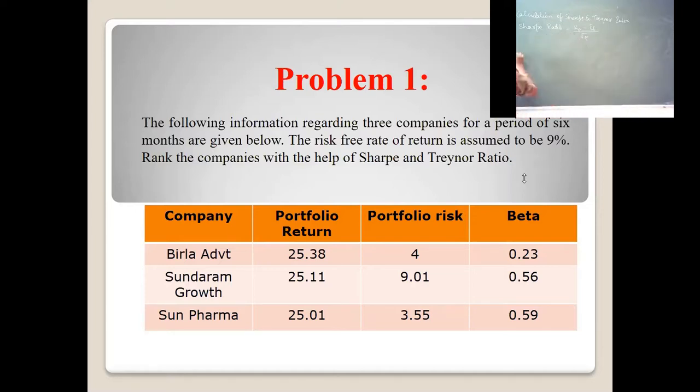First we will calculate the Sharpe index for Birla Advantage. What is the return of the portfolio? All that is given is in terms of percentage, except beta. It is 25.38, minus how much is RF? They've told us RF is 9%, divided by the portfolio risk, the standard deviation given to us. How much is the standard deviation of Aditya Birla? It is 4. So 25.38 minus 9 divided by 4.